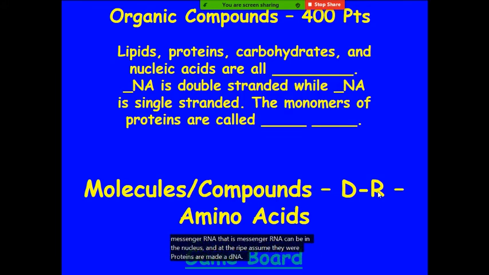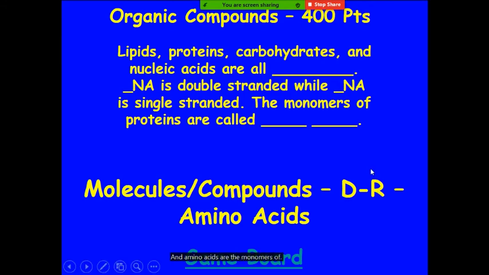DNA has the sugar deoxyribose. RNA has the sugar ribose. DNA has the nucleotide or nitrogen base thymine. RNA has the nitrogen base or nucleotide of uracil. Okay, and amino acids are the monomers of proteins.